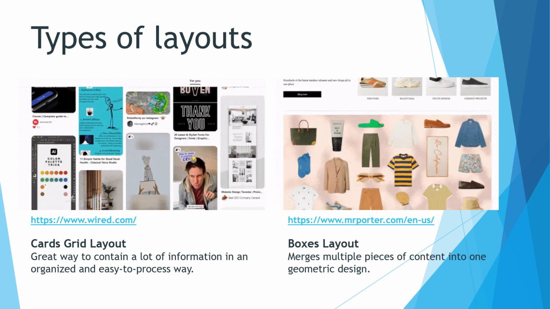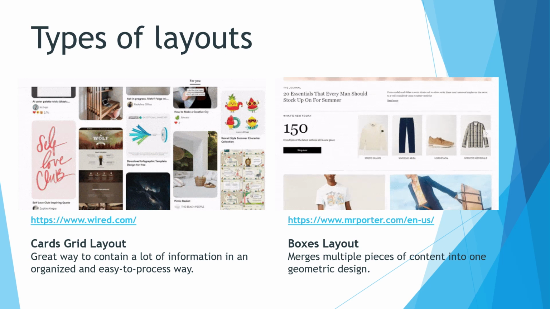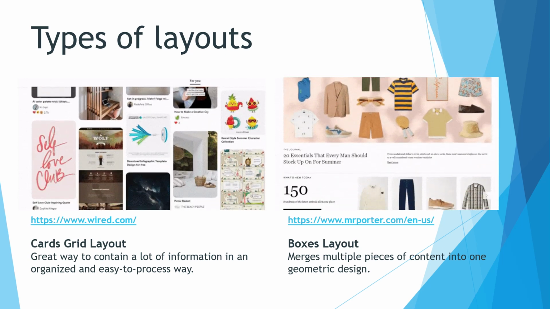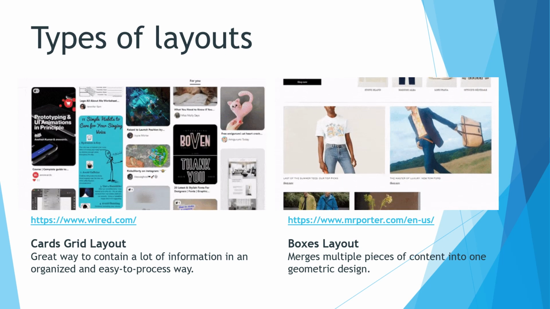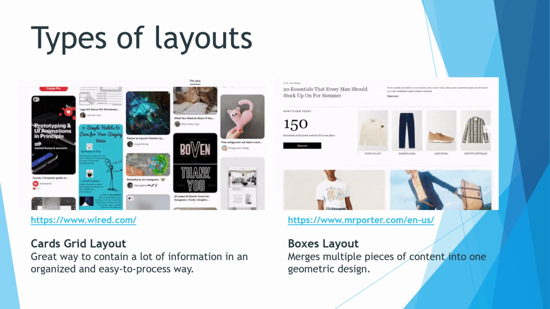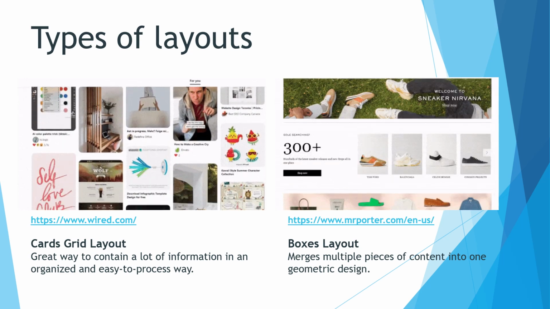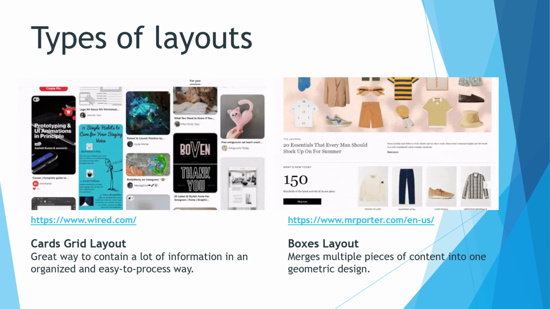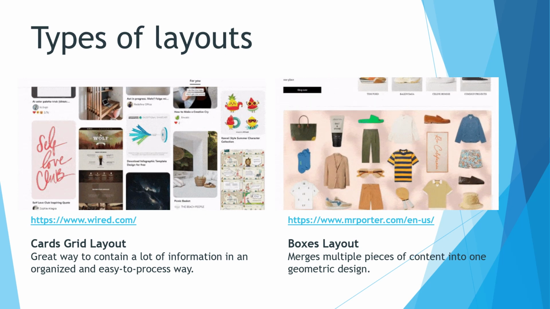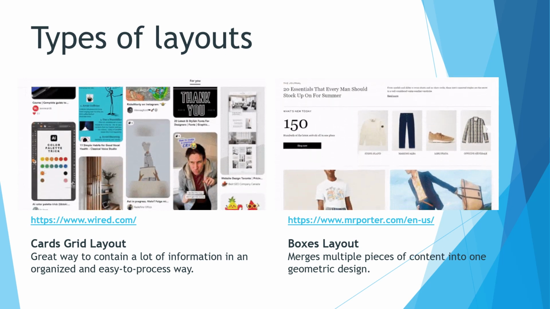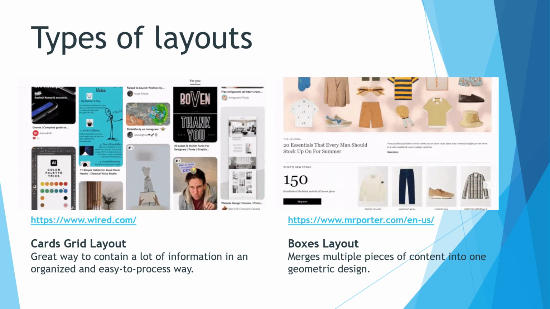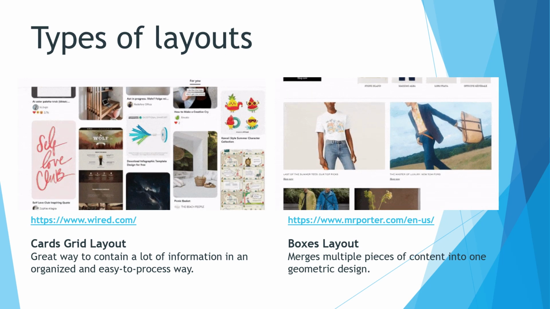Now, a card grid layout like this one here is a great way to contain a lot of information in an organized and easy to process way. The grids of cards are a type of layout that contains different cards, and the cards can differ in size, spacing, style, and number of arrangements. This type of layout works best in responsive design. Some examples that use this kind of layout are Pinterest, YouTube, Netflix, Etsy. These all use these designs.